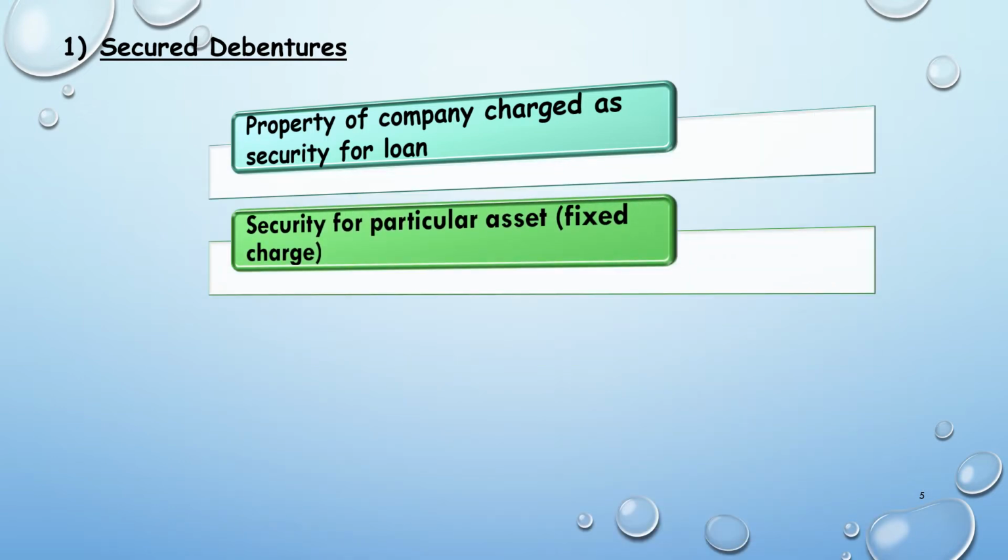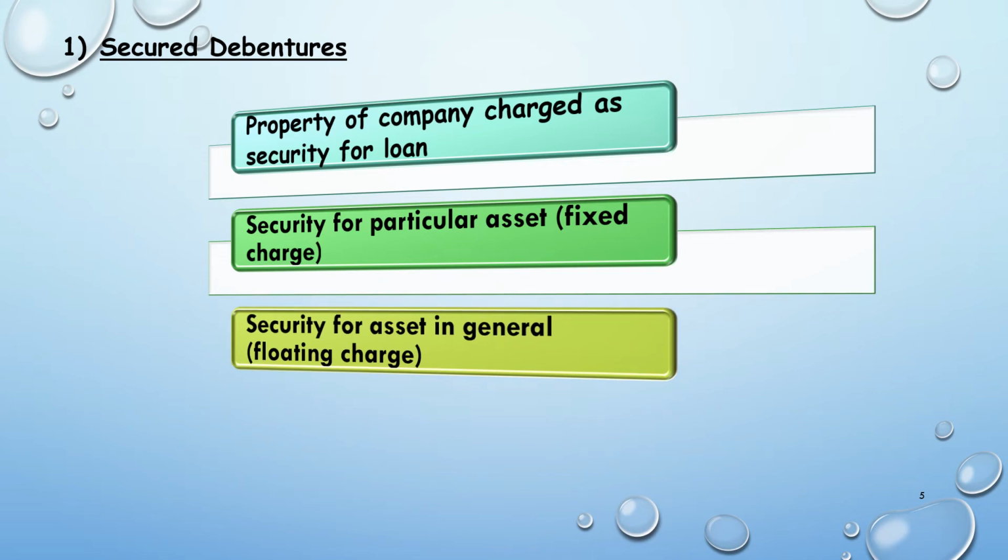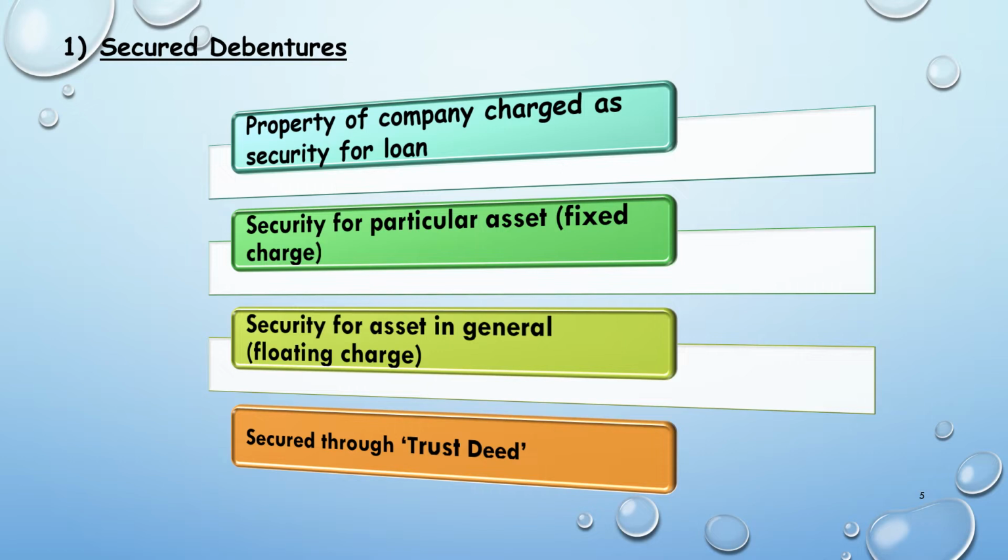The company may provide security through a particular asset, which is called a fixed charge, or it may create security on any other asset in general, which is called a floating charge. Further, these debentures are secured through a trust deed, which means that a provision relating to security of debentures is specified in the trust deed, which is an agreement between the company and the debenture trustees.